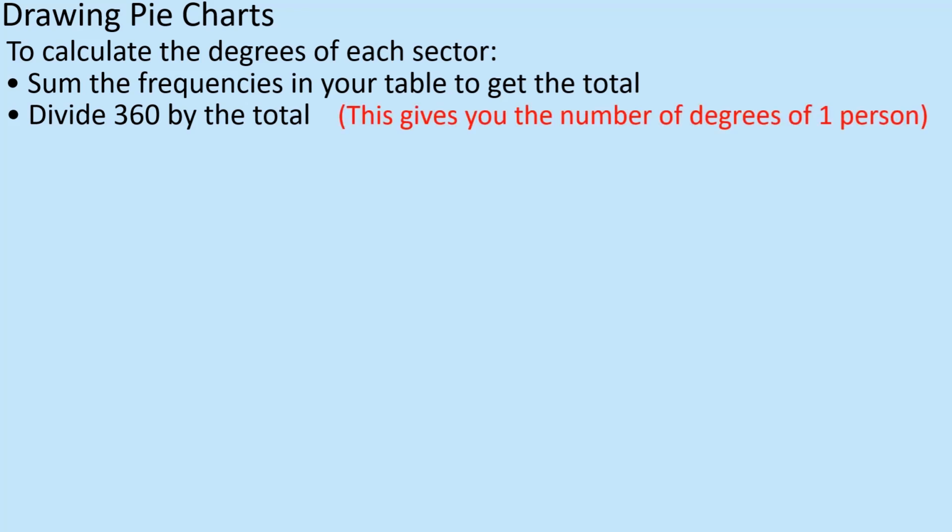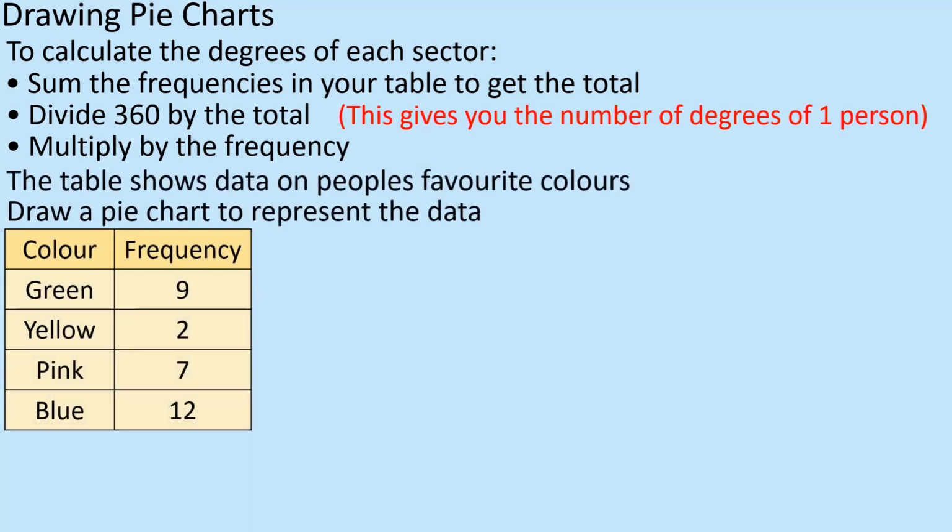Because that gives you the number of degrees for each person, or each answer, whatever it is. And then multiply it by the actual frequency. So if you've got 4 people, you're going to do 360 divided by the total and times it by 4. Let's have a look anyway.